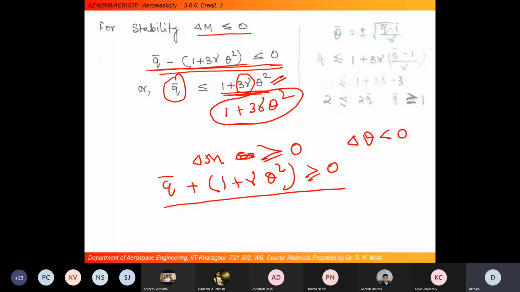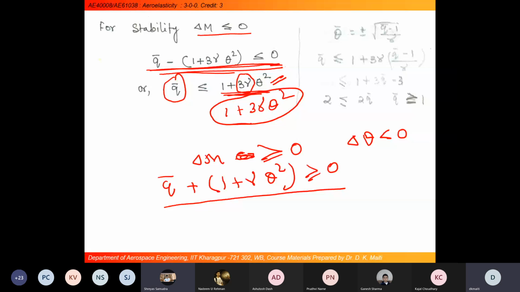So finally q bar will be less than or equal to 1 plus 3 gamma theta square. It will be that equation. Okay. Is it fine? Yes, sir. Okay.